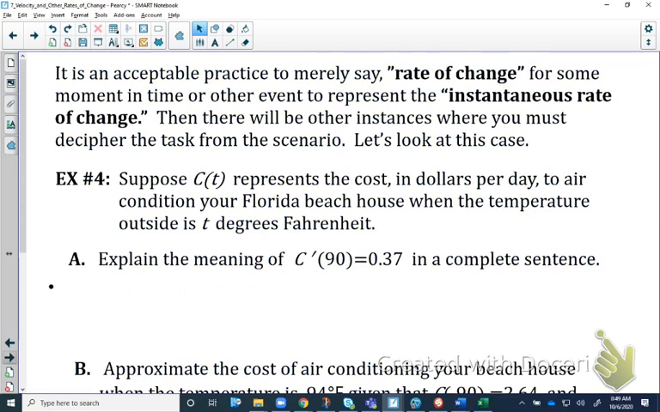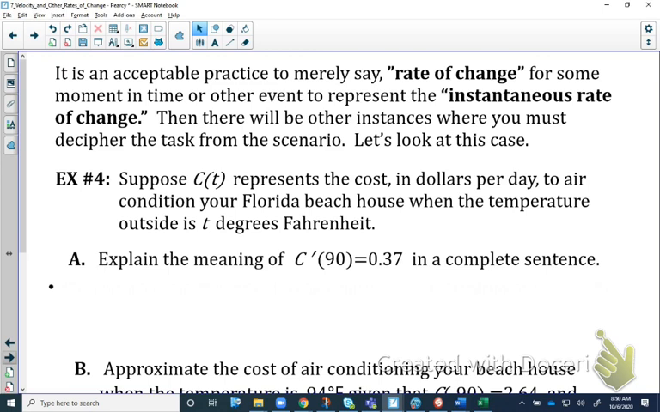So now that we've had an opportunity to look at how derivatives are applied and how we can interpret the meaning of them, let's take a look at an application problem. Up at the top, it's illustrating the verbiage, or the way people talk about rate of change. A lot of times people will simply say rate of change even though they're referring to the instantaneous rate of change, the derivative.